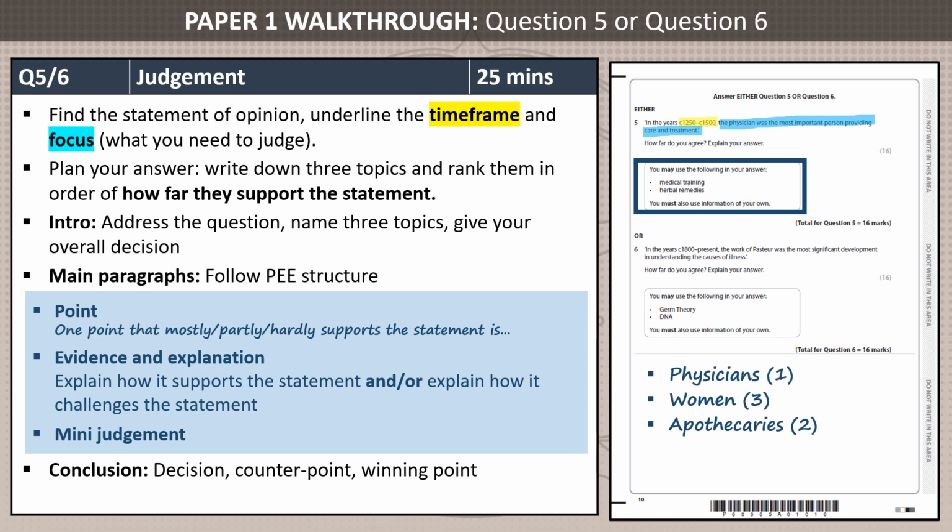One tip here is to make sure that you are clear about the criteria you are using to judge. For example, often when we're writing about medicine, we use criteria like how many people were affected, how many lives were saved, how long did the idea or treatment last for. In this question about healers, I'm going to base my decision on how many people they treated and how qualified they were.